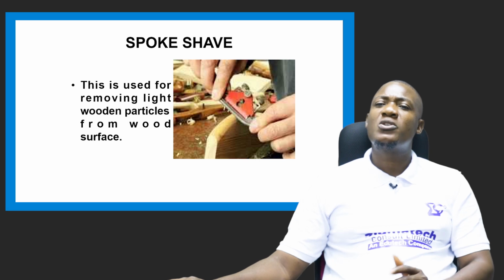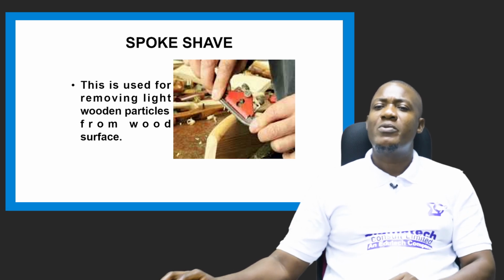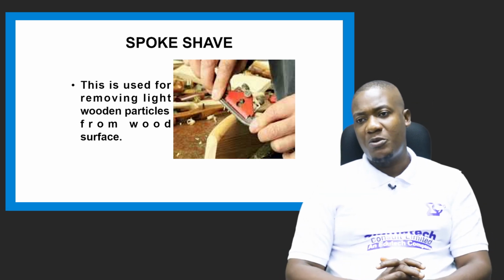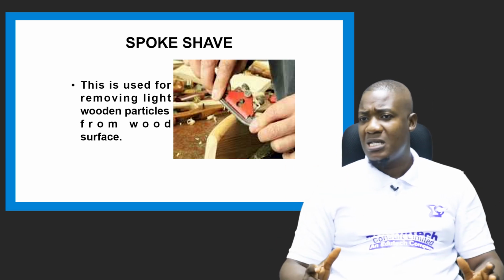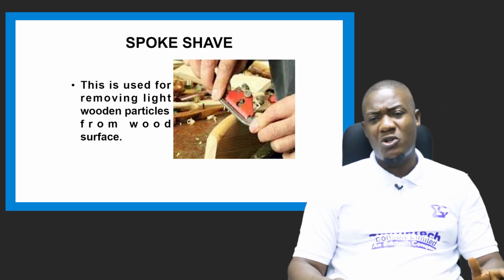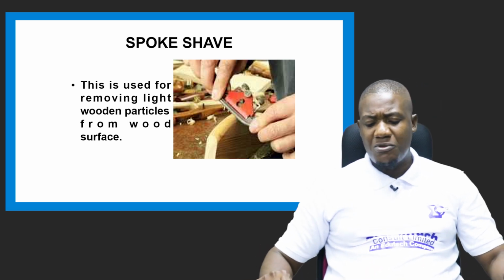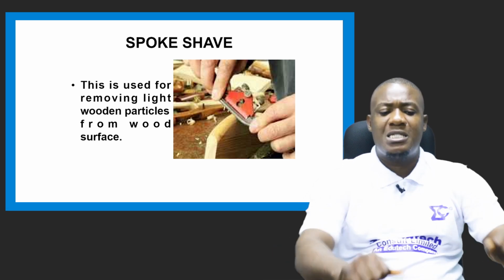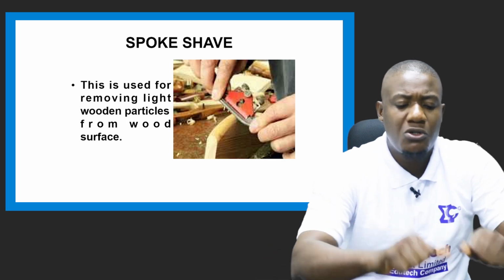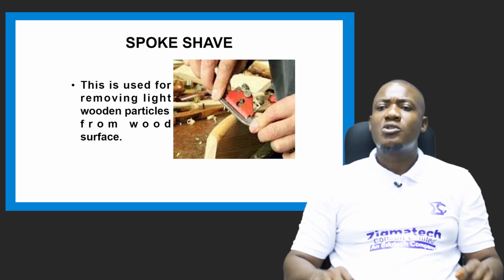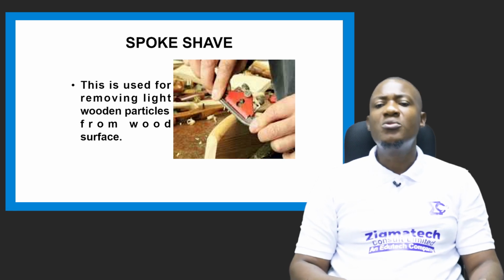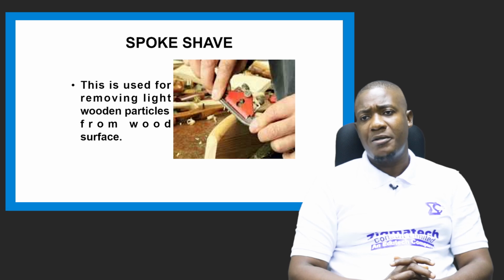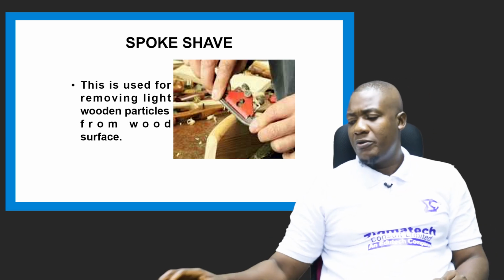Then we also have the spokeshaves. When you want to remove wood particles from the surface of the wood, we use the spokeshave for that purpose. We have them in different sizes and different forms. With the spokeshave, you have to hold this handle and that handle. It's as if you are brushing off the surface of the wood. So when you do that, you scrape out and remove the wooden particles that you have on the surface of the wood while working. So use your spokeshave for that purpose.